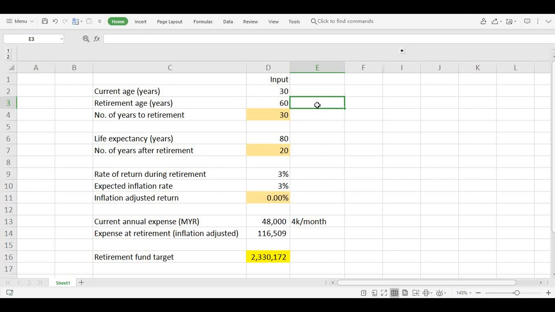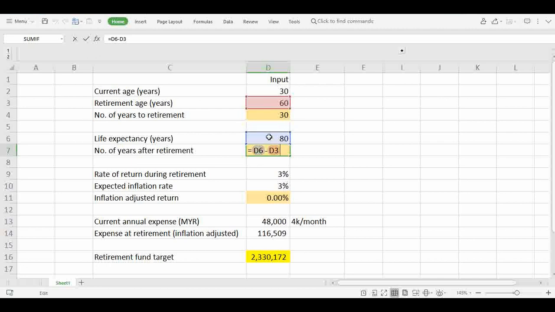Today I will share with you how to estimate the amount you need for retirement. There are only a few inputs that you need. First of all, your current age, what age you are going to retire, the number of years to retirement, and life expectancy. This is going to be just an estimate, 70, 80. The number of years after retirement would be the difference of these two.